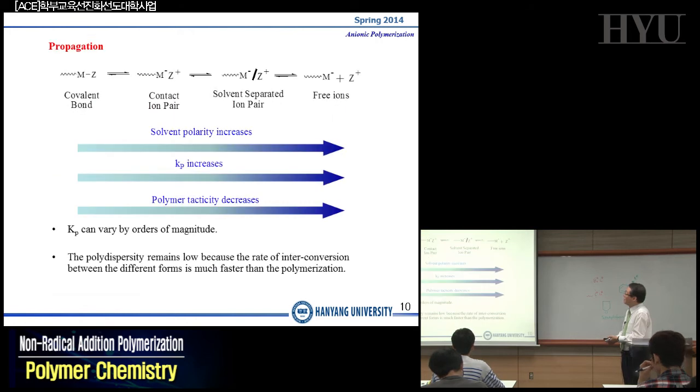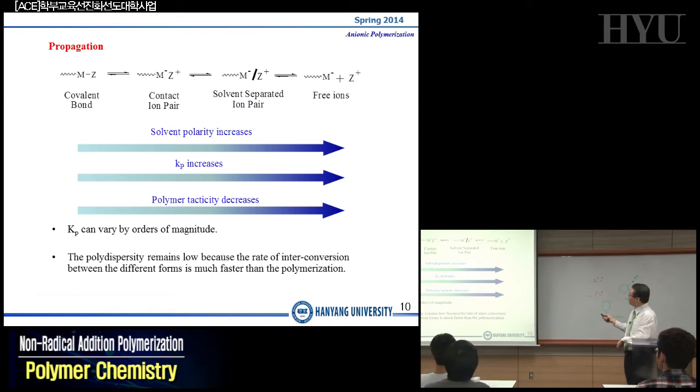So if I summarize the anionic polymerization reactions, you have a covalent bonded one, and you have an ion pair. The ion pair has an association power, but this association and dissociation depends upon the polarity of the solvent and the strength of the negatively charged ion and the positively charged ion. So when you increase the solvent polarity, it becomes free ions finally, okay?